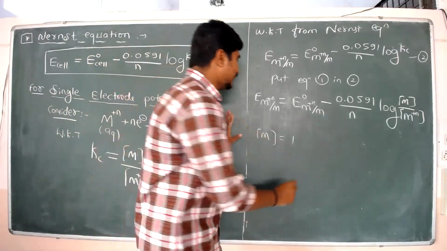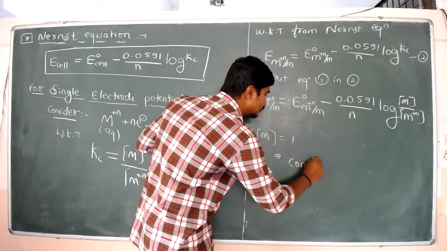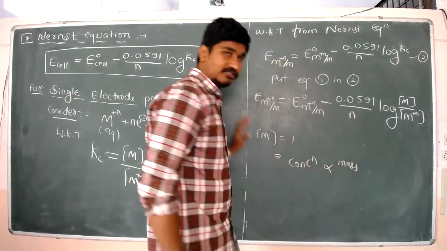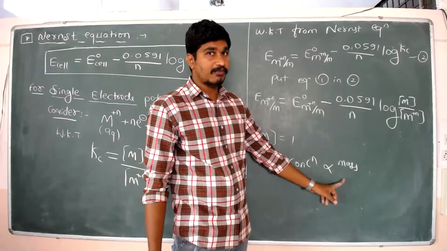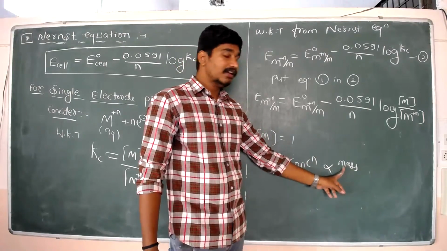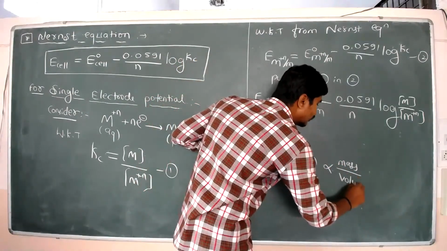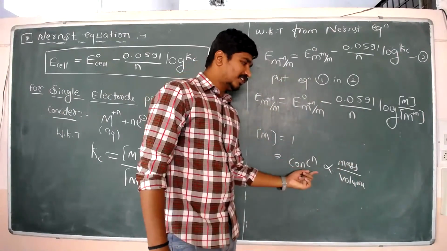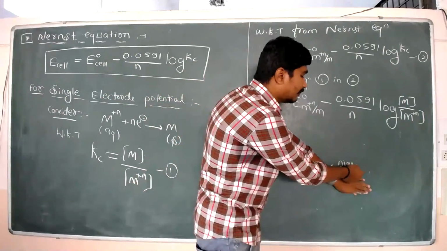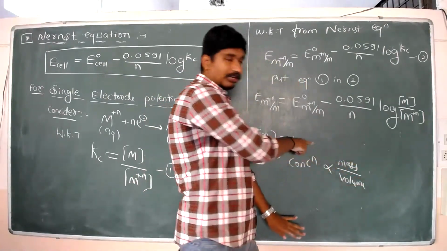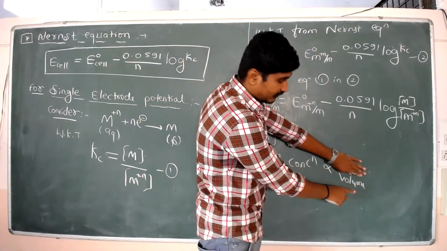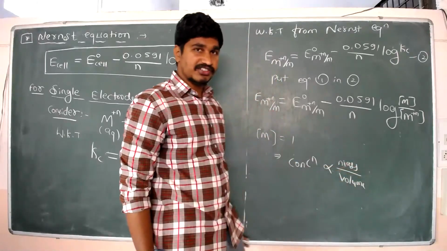What is the reason? If you know the definition, concentration is directly proportional to the mass of the solid. The number of moles of the solid means mass only: how many grams of solid are present in the given solution. It is inversely proportional to the volume: concentration is equal to number of moles by volume, that is mass by volume. When you increase the mass of the solid, concentration also increases. If you increase the volume by keeping the mass of the solid fixed, concentration decreases.